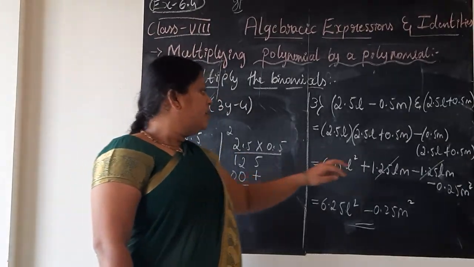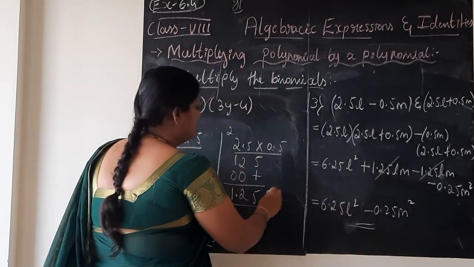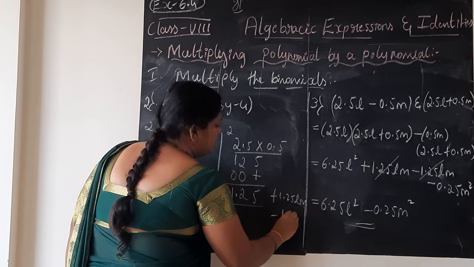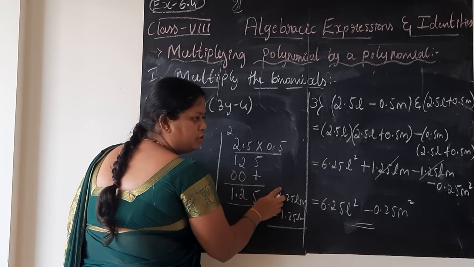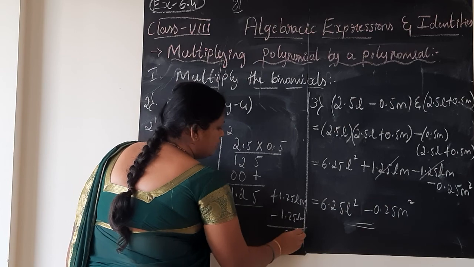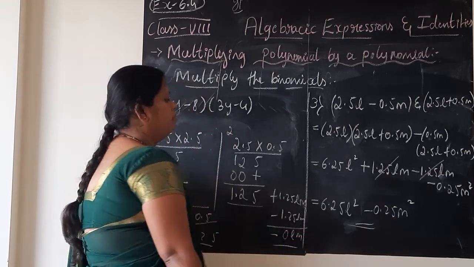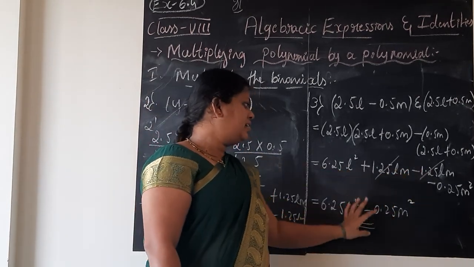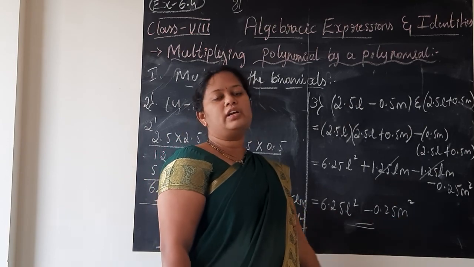Hope you are clear. Why did I cancel this? It was like plus 1.25 LM minus 1.25 LM. When you have plus and minus, you should subtract. 1.25 minus 1.25 is 0. So 0 into LM is 0 only. Whatever sign is there, we are not bothered. Why we got 0? So this term and this term I am cancelling. I am left with minus 0.25 L square M square as it is.